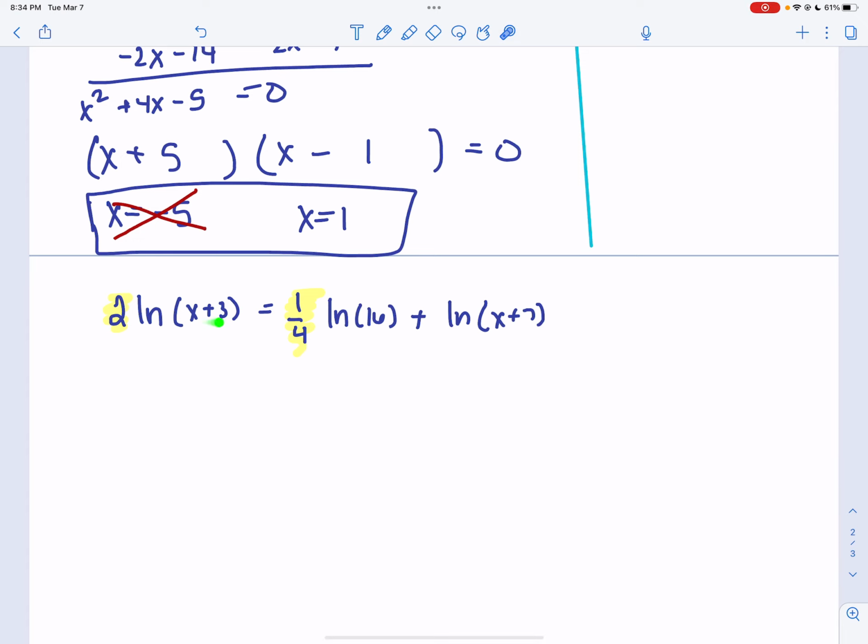1 plus 3 is 4. 1 plus 7 is 8. Since this is positive and this is positive, I know that 1 is my only solution for number 2.